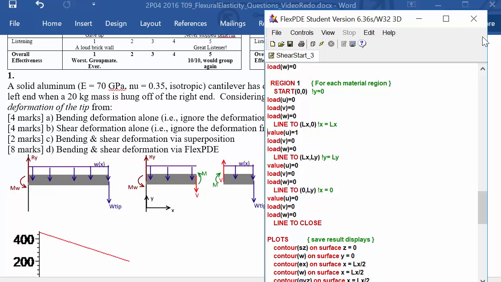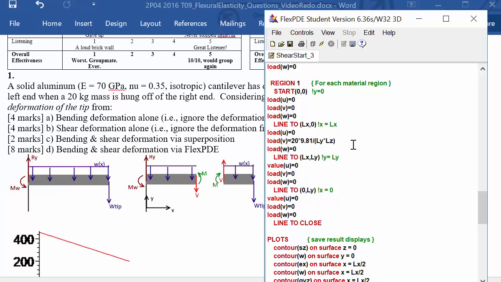So all you have to do is put in a load at the tip in the y direction that's going to be related to the weight after you multiply it by the area of the tip here. So the load at the tip would be the weight of the tip, which is 20 times 9.81. Now to put that into the stress that we should have there, you're going to divide that by Ly times Lz. So divide by the area of that face.